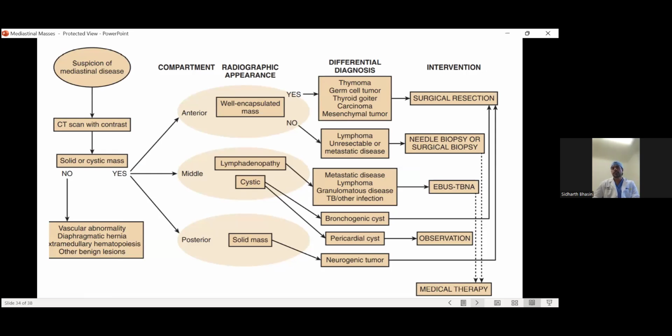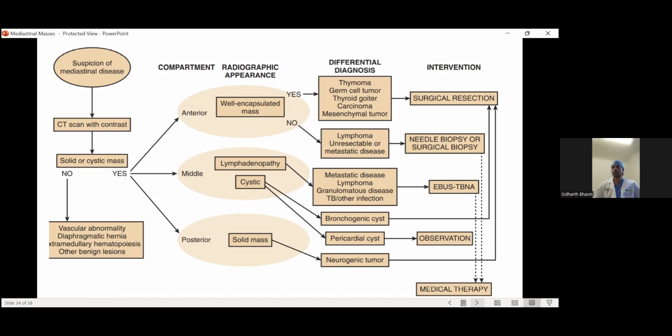Just trying to summarize it here. If you have a suspicion for a mediastinal mass, a CAT scan is generally a good test to begin with. If you don't see any solid or cystic mass and you see vascular abnormality, diaphragmatic hernia, extramedullary hematopoiesis, or other benign lesions, you can continue to watch them, or you can do different investigations in terms of what you see.